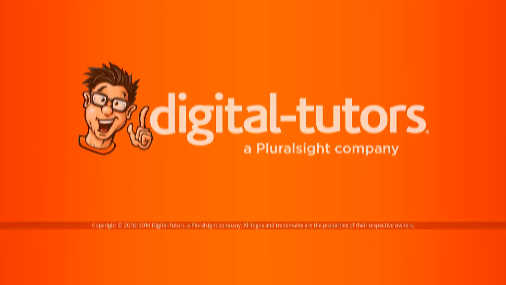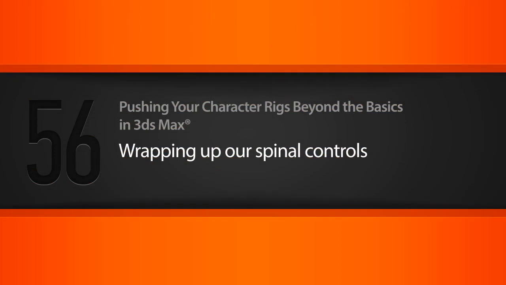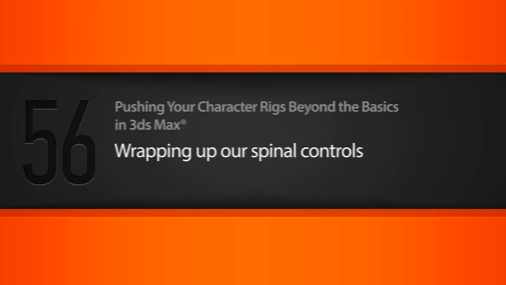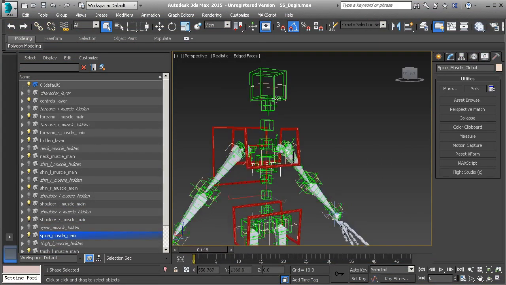In this lesson, we will wrap up our work on the spine controls. Let's go ahead and hide the model. We'll now take the two global nodes connected to the muscle systems that we are using for the neck and spine, and we'll link them to our center of gravity control. That way, as we start to transform the center of gravity, the upper body will also transform.